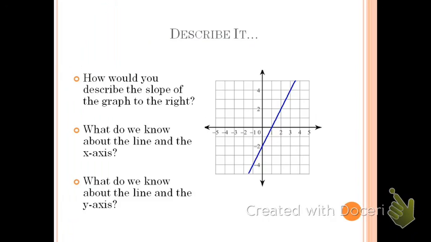So a quick review. How would you describe the slope of the graph to the right? When we say describing it, is it positive, negative, zero, or no slope? If you remember in our previous lessons I said to write your name on the line, and if you see your name going uphill, then that is a positive slope.